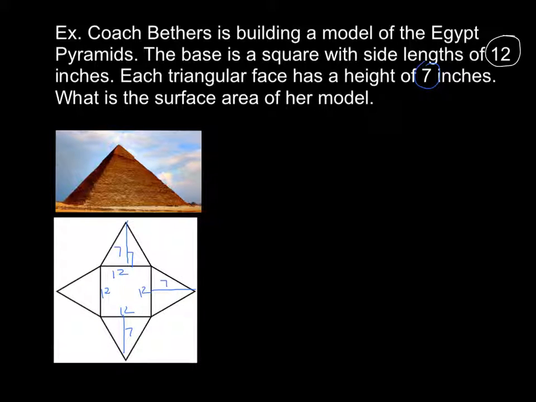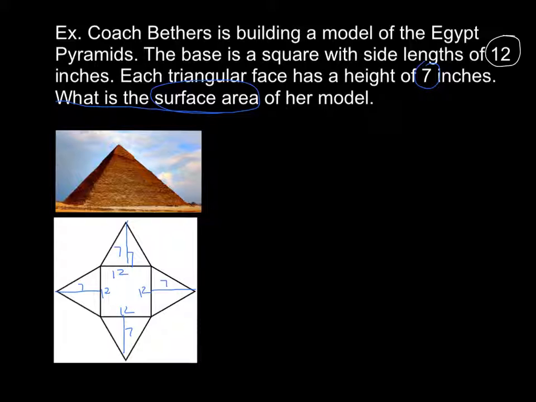Okay. There we go. So we'll finish labeling all of it. And then, of course, I need to make sure I know what it's asking me. It says, what is the surface area of her model? So I need to find the area of the base, and then I need to find the area of one triangle and multiply it by 4 to come up with the surface area of the whole pyramid. So let's go ahead and get started on that.